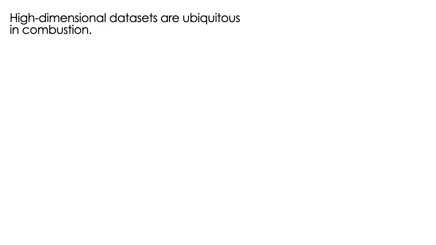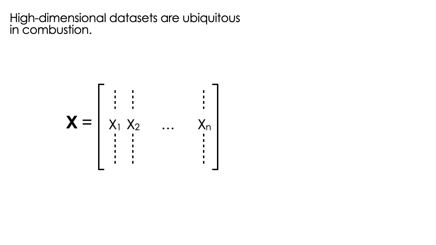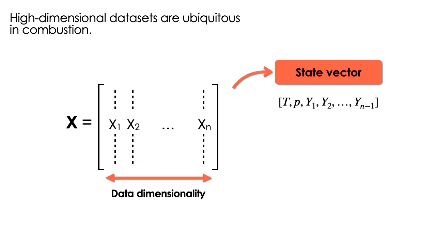But first I wanted to start with a bigger picture. Increasingly in combustion we are dealing with big datasets that are high dimensional. We represent those datasets with a matrix X, and the columns of that matrix are different thermochemical state variables such as temperature, pressure, chemical composition, so that matrix then represents our state vector. But because of the many chemical species involved in chemical mechanisms, these datasets can be highly dimensional.